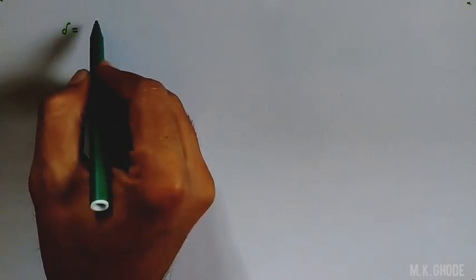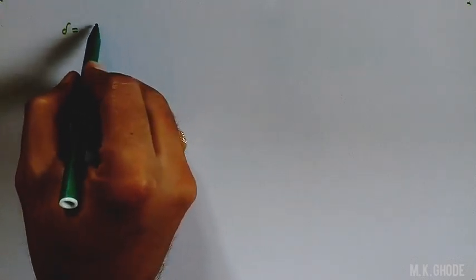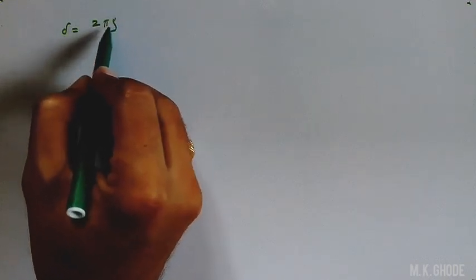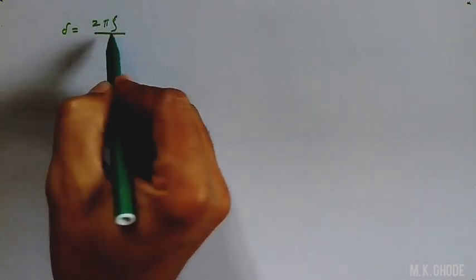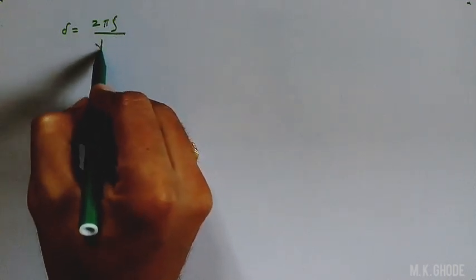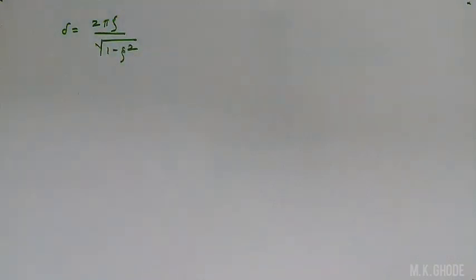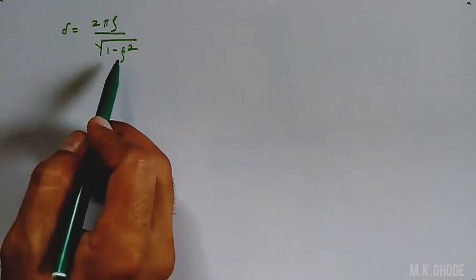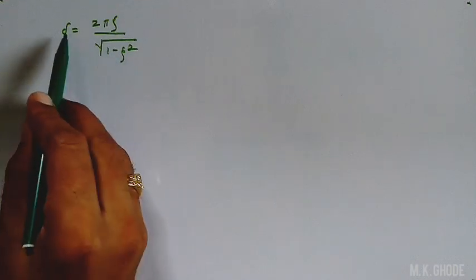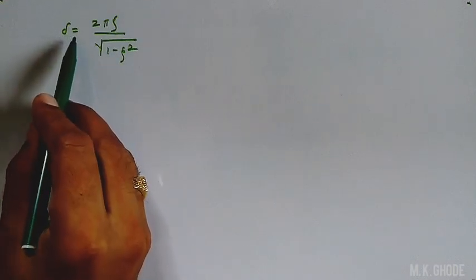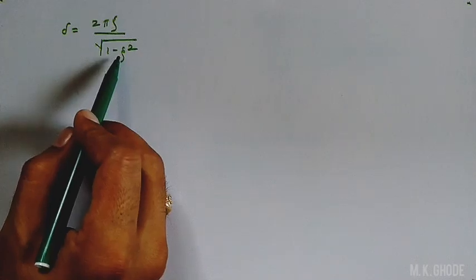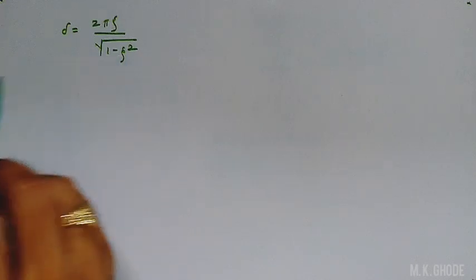Now we have derived the formula for the logarithmic decrement in the previous session as delta equals 2 pi zeta upon root of 1 minus zeta square. So I want to find out the value of zeta in terms of delta now. So I want to write this equation in terms of zeta, the damping factor.